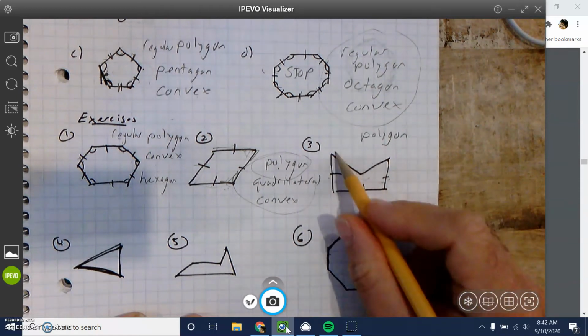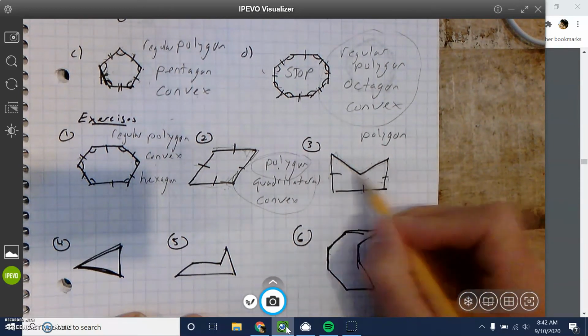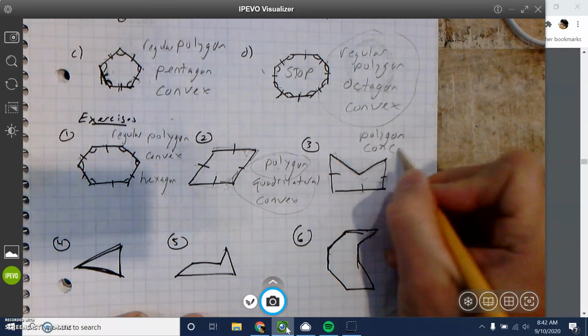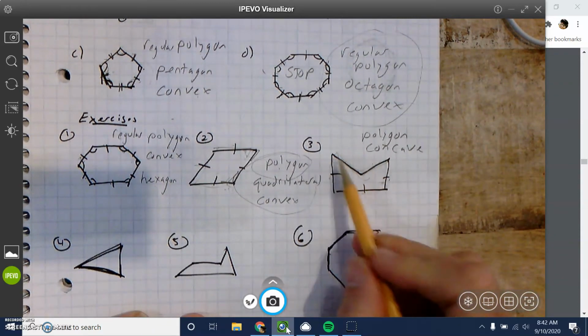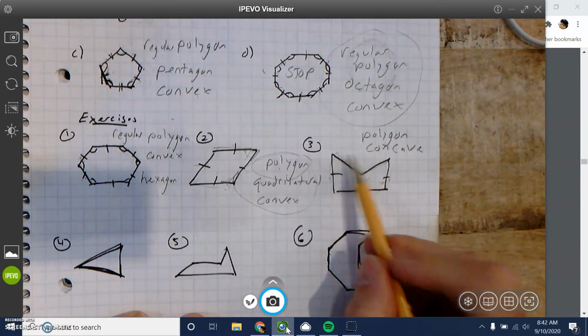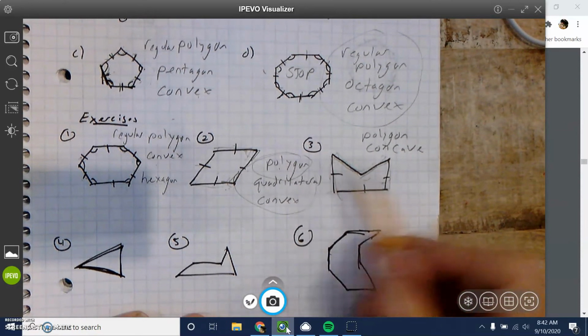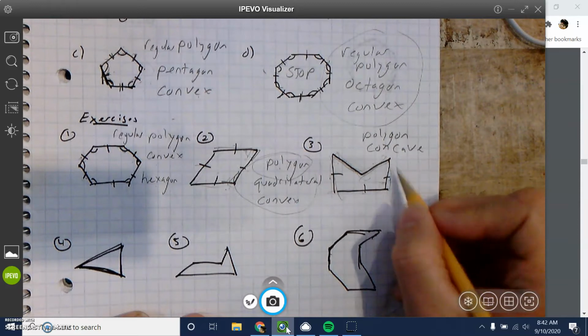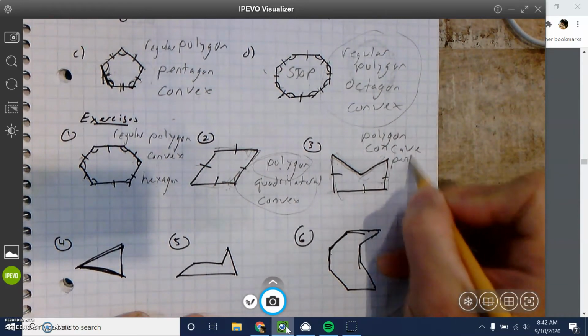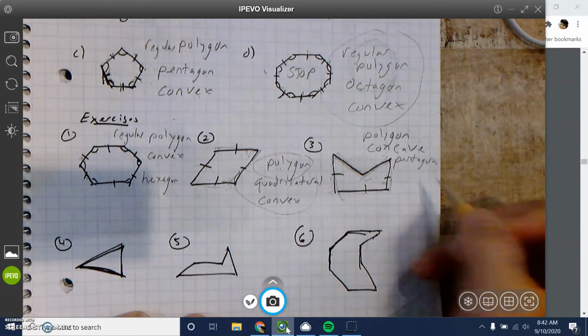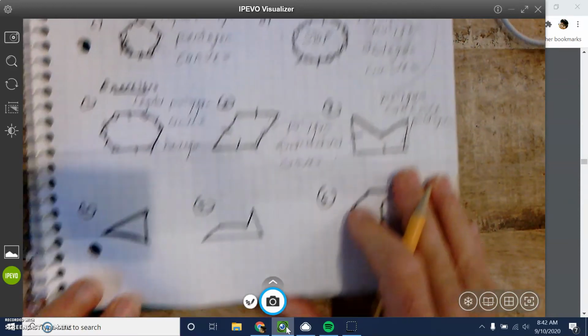Okay. This one's got a little cave to it, right? It's caved in a little bit, so this one is concave. All right. Let's count the sides, classify by its sides. 1, 2, 3, 4, 5. A 5-sided shape is a pentagon. Cool. All right, next one.